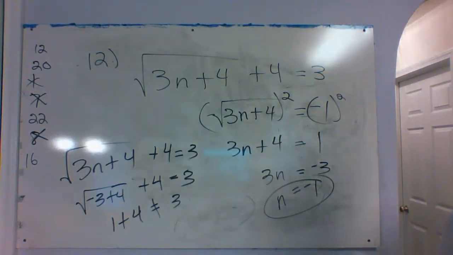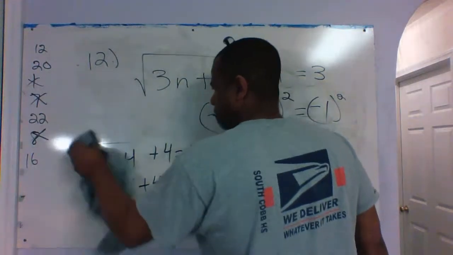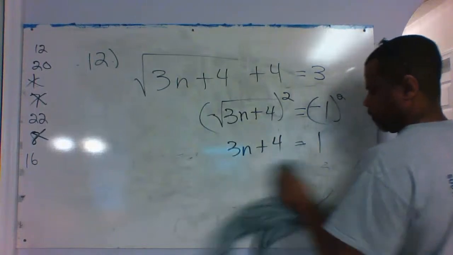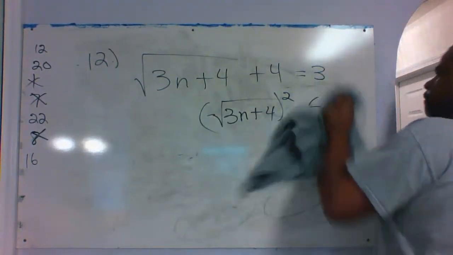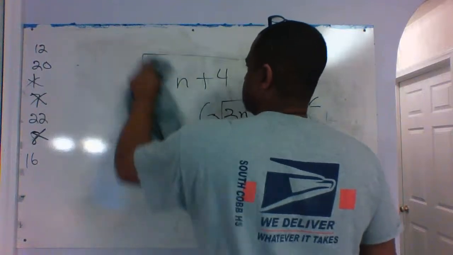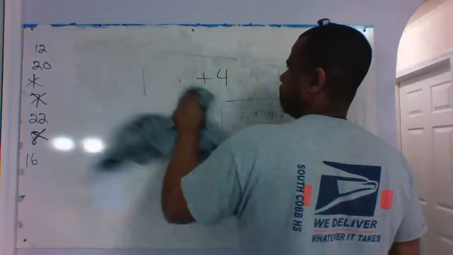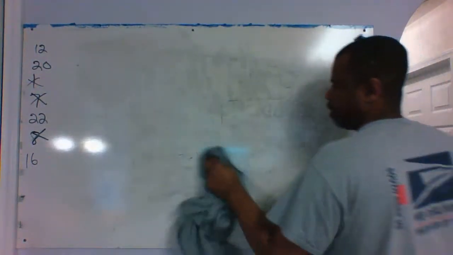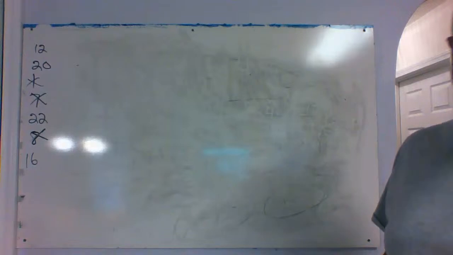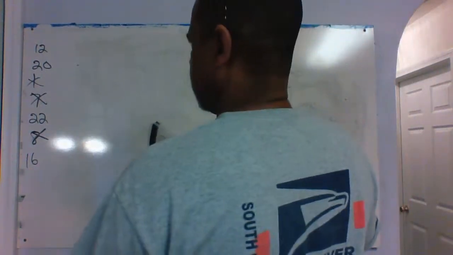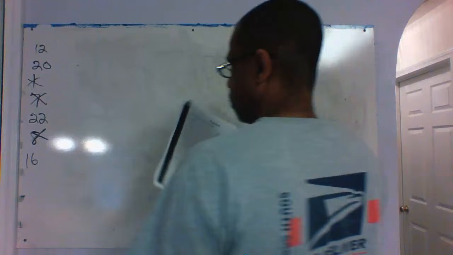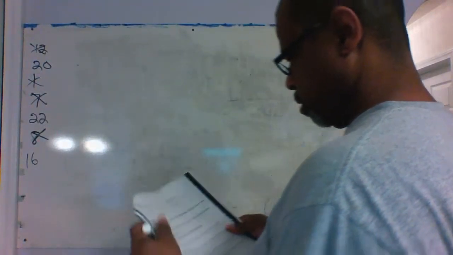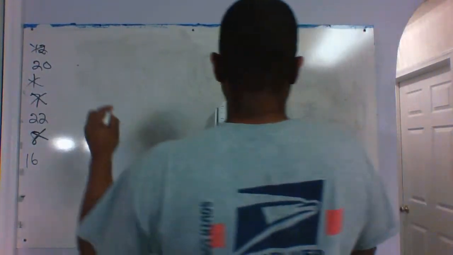All right, so this board got dirty quick. Okay. So the next one is 12. Oh, I just did 12. Okay. So the next one is 16. So let's look at 16.